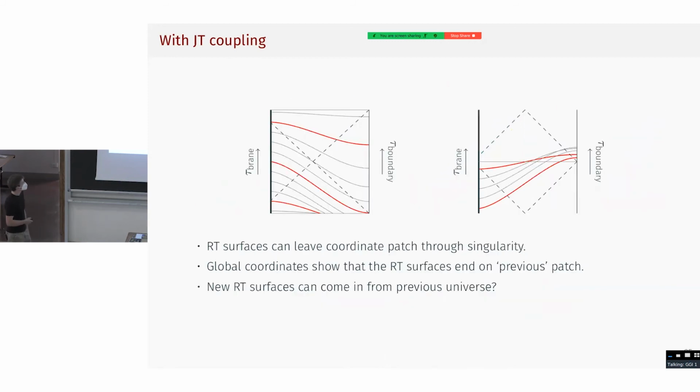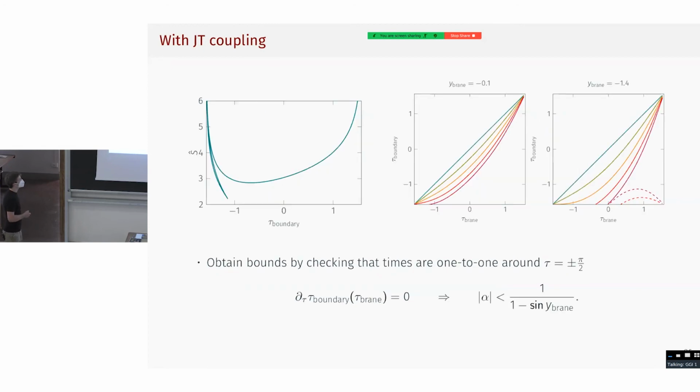Well, how do we do this? One way of doing this is to realize that RT surfaces define a map between tau brane and tau boundary just by following the RT surface. If RT surfaces don't cross through the singularity, this map is 1 to 1. If they do cross, this map is 1 to many. And so we just need to identify the point where the map turns from 1 to 1 to 1 to many. And that happens if this function obtains a saddle point. So we're looking for this condition, the derivative of tau boundary with respect to tau brane should vanish. And that gives us another bound, which looks very much like the previous bound, except that now the plus down here is replaced by a minus sign.